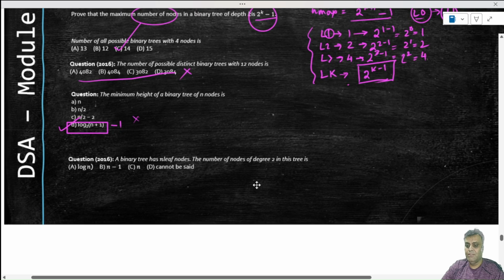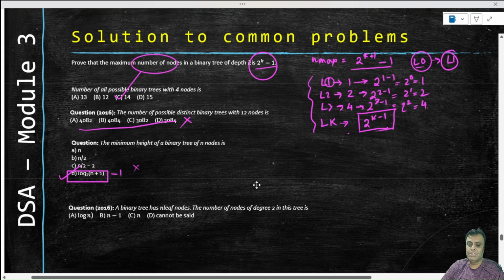A binary tree has n leaf nodes. The number of nodes of degree 2 in this tree is n minus 1. This is something we have also done.